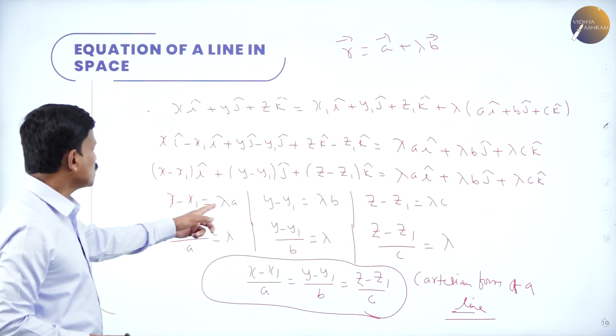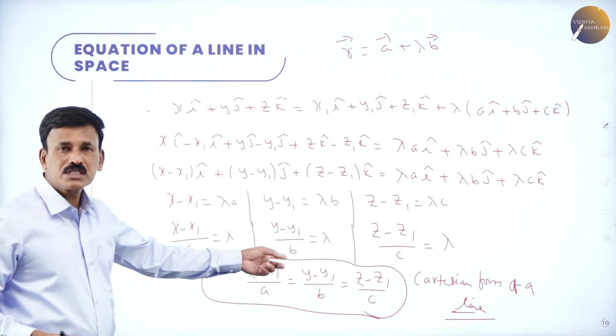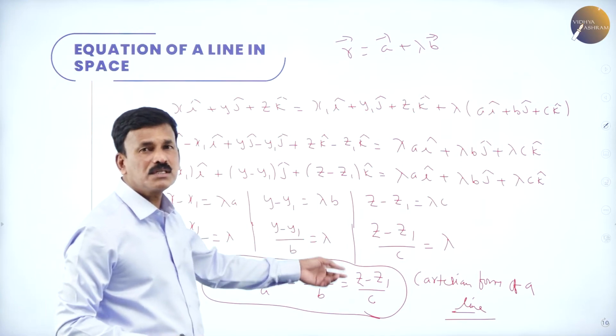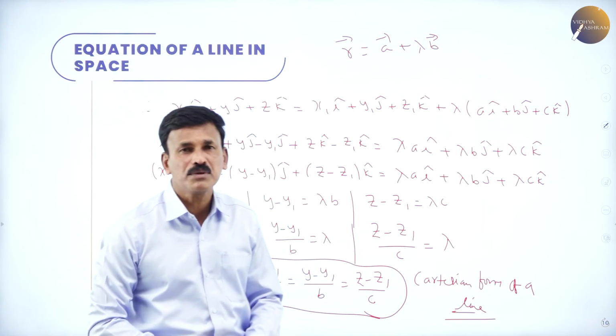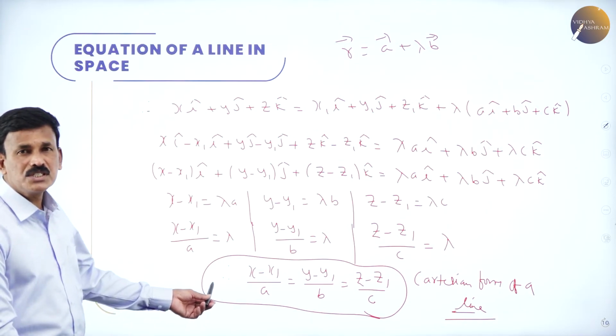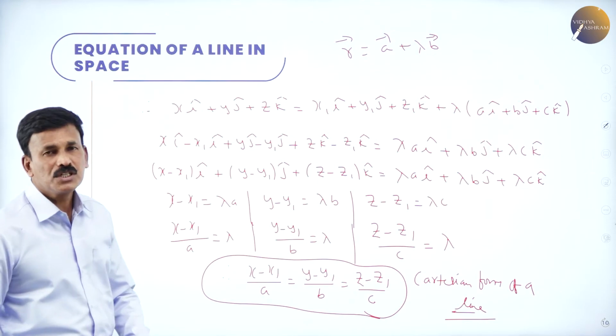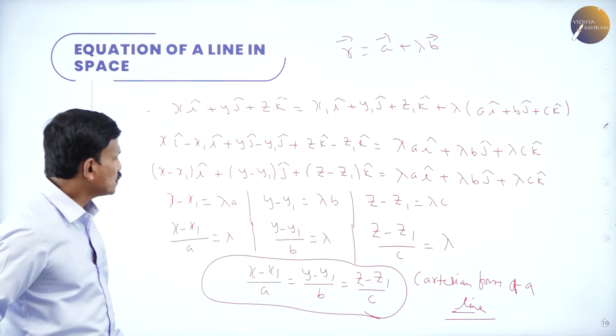So x minus x1 is equal to lambda a, x minus x1 by a is lambda, y minus y1 by b is equal to lambda, z minus z1 by c is also equal to lambda. So therefore the combined equation is x minus x1 by a is equal to y minus y1 by b is equal to z minus z1 by c is the equation of the line in the Cartesian form.